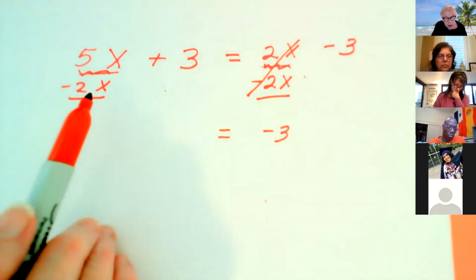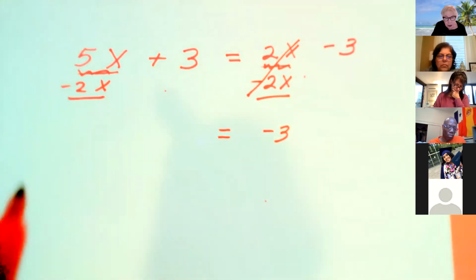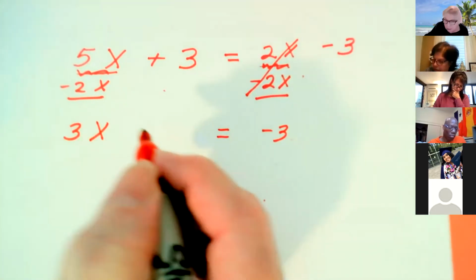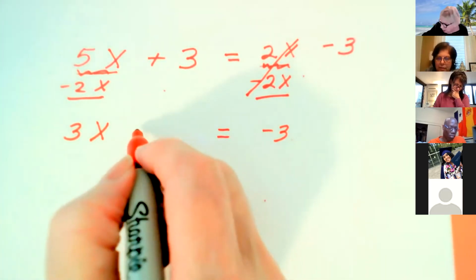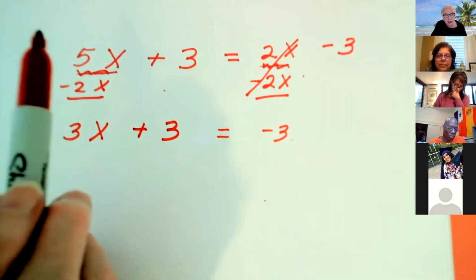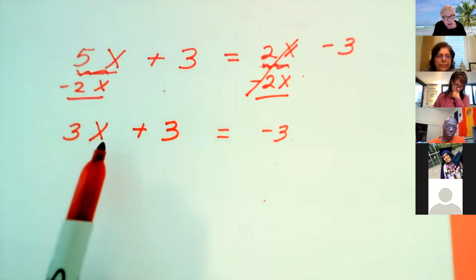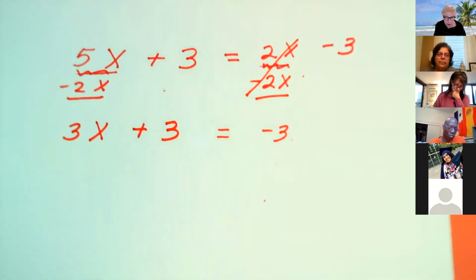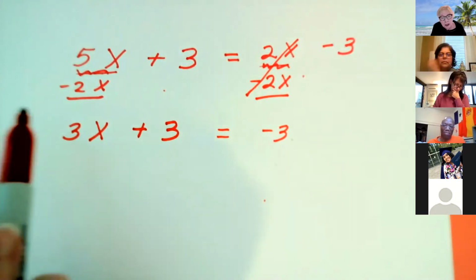On this right side, 5X take away 2X is, I got too many threes here, 3X. I'm copying the +3. So the 5X take away 2X is 3X. I copied the 3 and I brought down the -3. I have too many threes. Whatever I ask you to do, the answer is something to do with 3. This is a 2-step.